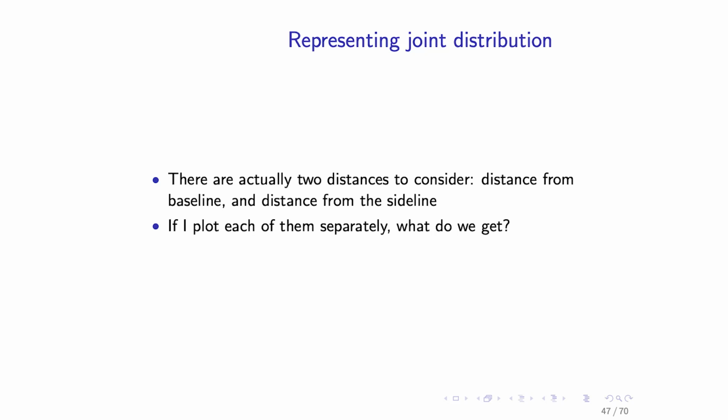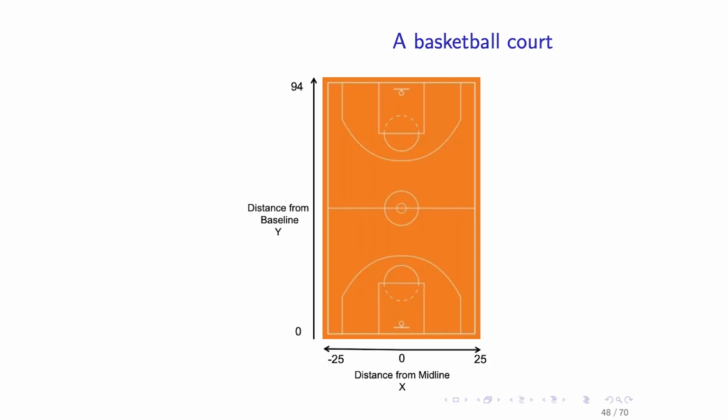There are two places to consider, since the basketball court is a plane. There is the horizontal distance from the basket, the distance from where he is to the basket in this way, and then whether he's on the side or not. So distance to the baseline and distance from the sideline, or I'm going to do it with respect to the midline of the court. If I plot each of them separately, here is a basketball court.